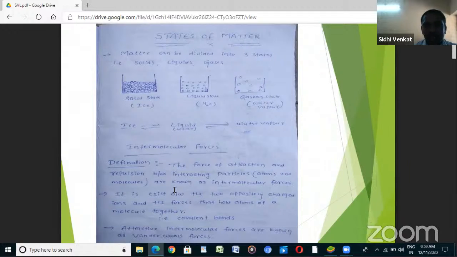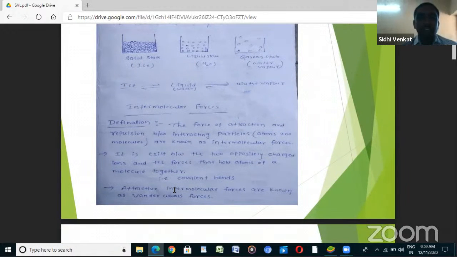And next one, intermolecular forces. What is meant by intermolecular forces? Students, look at this. What is the definition of intermolecular forces? The force of attraction and repulsion between the interacting particles, that is atoms or molecules, is known as intermolecular forces. Once again, the force of attraction and repulsion between the interacting particles, which may be atoms or molecules, is called intermolecular forces.